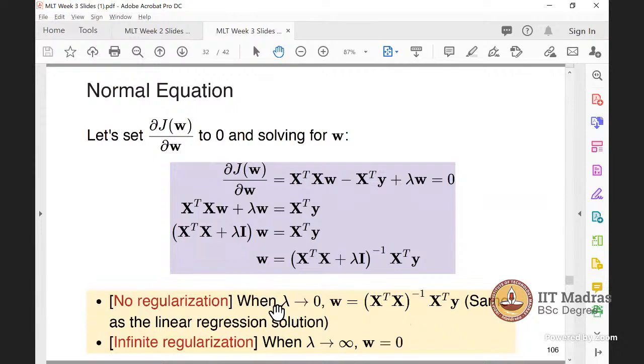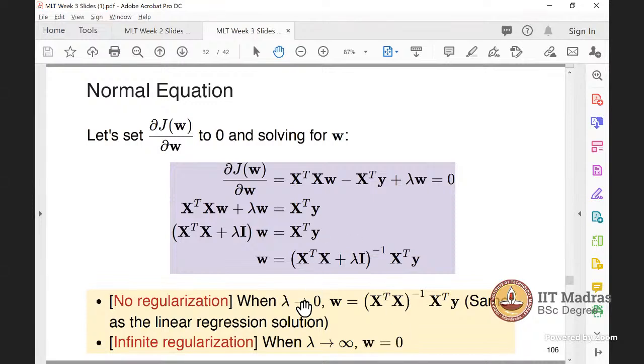One is, what happens if lambda is 0? Then you get the equation which we previously derived in week 2. And what happens if lambda is infinite? Since we are taking the inverse of this particular matrix, if that matrix has very large values, we are going to get a weight vector which is close to 0 or 0 itself.